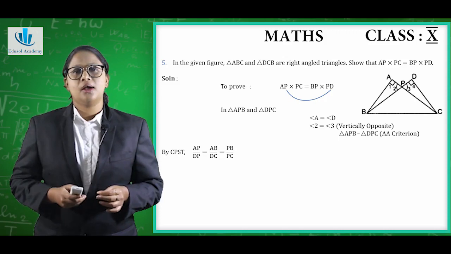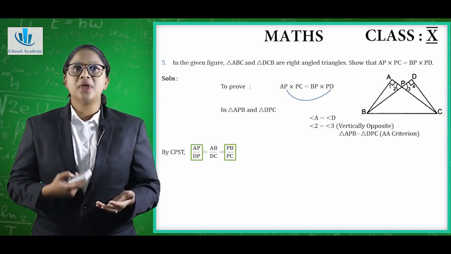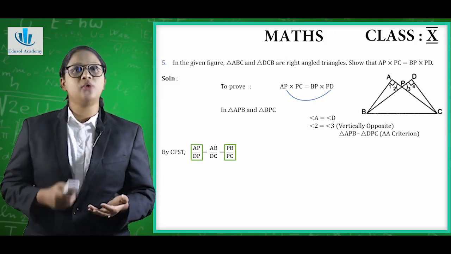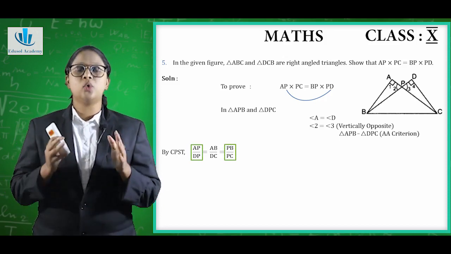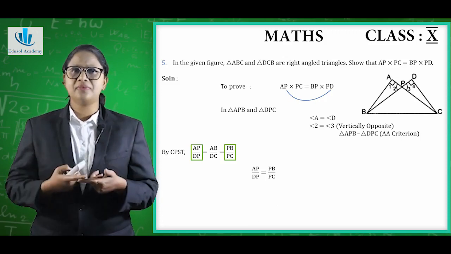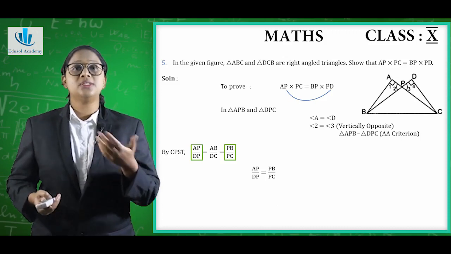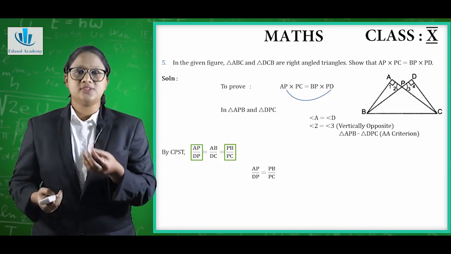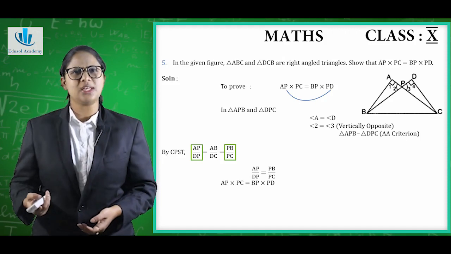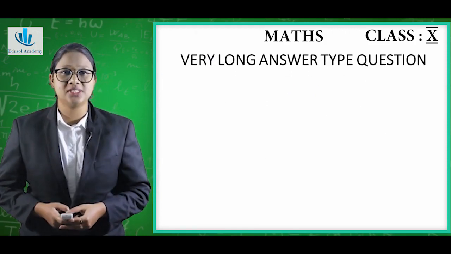PC. Now, what do we want? We want AP by DP is equal to PB by PC. We don't want the one in the middle. So, we only take what's needed, and when we cross multiply those, we will get AP into PC is equal to BP into PD, sorry. Hence proved. Simple, right? Let's move on to the last and final question of the session.